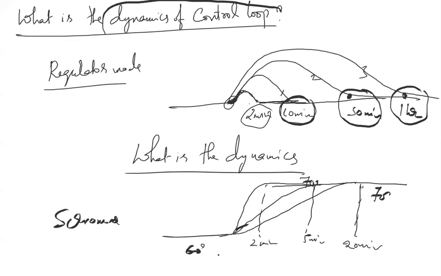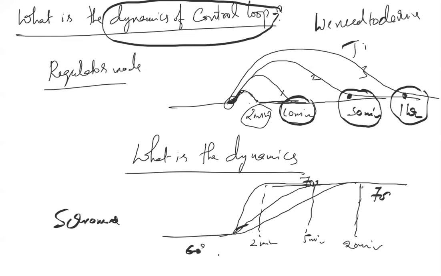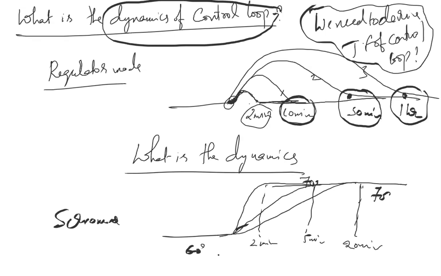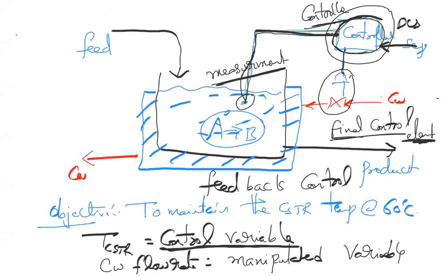For the dynamics of the control loop, to study this, we need to derive the transfer function of the control loop. If you want to understand the dynamics of the controller, you need to derive the transfer function of the control loop. Now, this is the entire control loop. Can you translate this entire information onto your control loop? How does the control loop look?